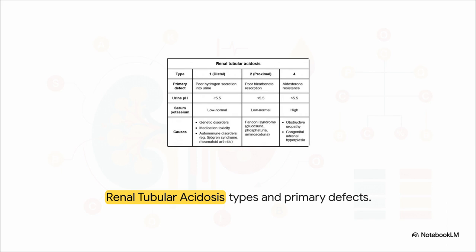Then there's type 4, which is hyporeninemic hypoaldosteronism. The classic test presentation is an elderly diabetic with mild renal insufficiency, hyperkalemia, and a normal gap acidosis. Treat type 4 by addressing the potassium levels and the underlying mineralocorticoid physiology.